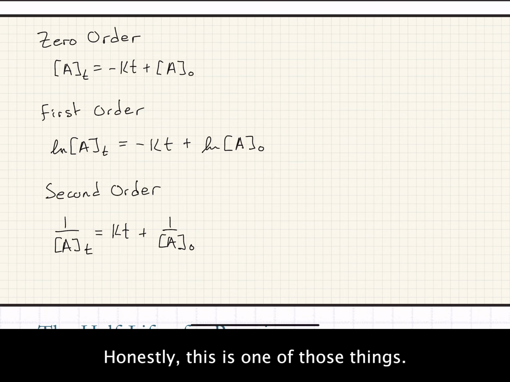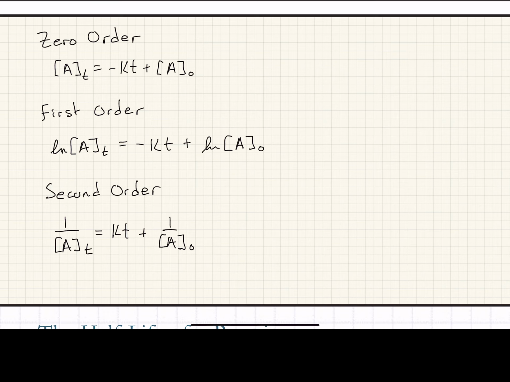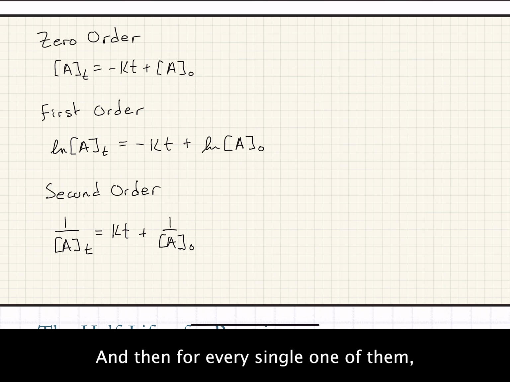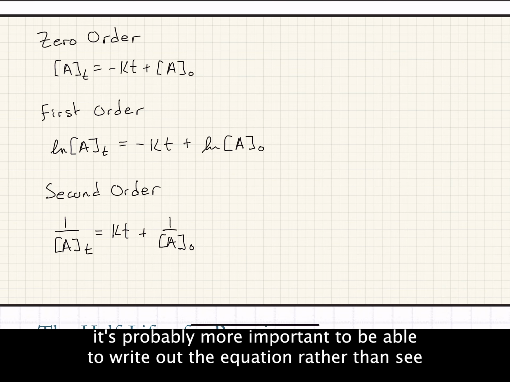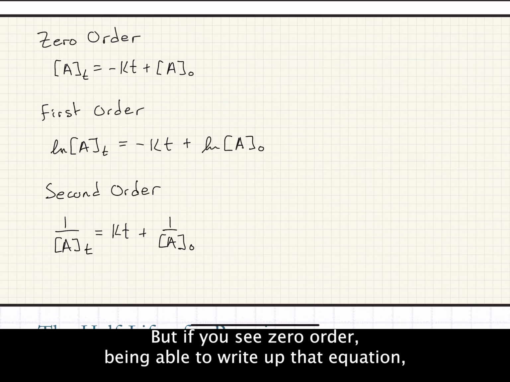Honestly, this is one of those things that's probably just best memorized. Make a flashcard, make 3 flashcards, and for every single one of them, it's probably more important to be able to write out the equation rather than see the equation and say if it's zero order, first order, or second order. But if you see zero order, be able to write out that equation.